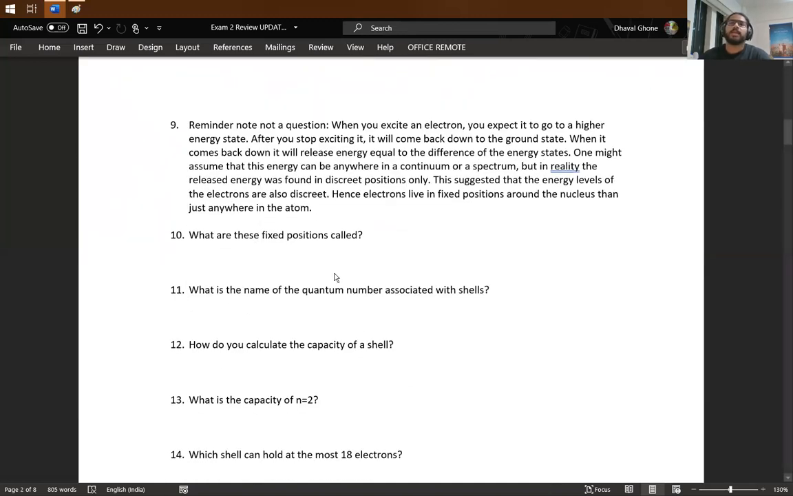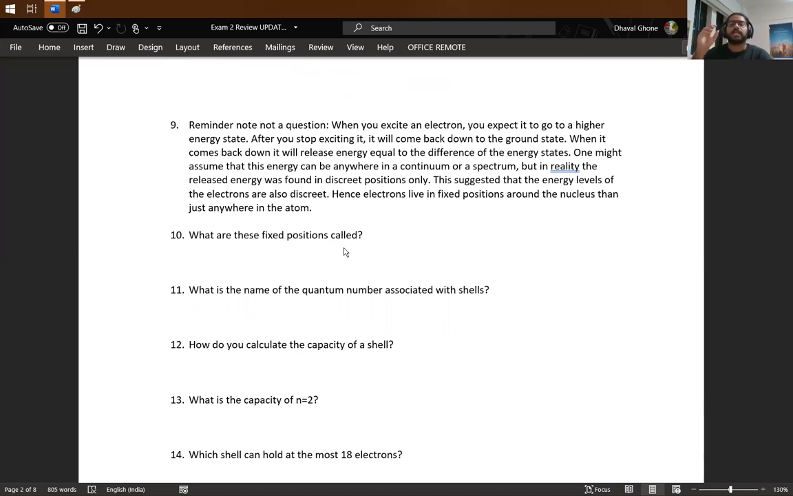A quick reminder that when you excite an electron, you expect it to go to a higher energy state. That's true. But after you stop exciting it, you expect it to come down to the ground state. And so when the electron comes from the excited to the ground state, the difference in the energy would be released as light. And you would expect that if the possible states can be anything, the electron can jump to any height from the nucleus. And when it comes back down to the nucleus, it would release energy as light of any wavelength possible, right? But the reality is it does not release any wavelength. It releases only discrete wavelengths, like specific numbers of wavelengths.